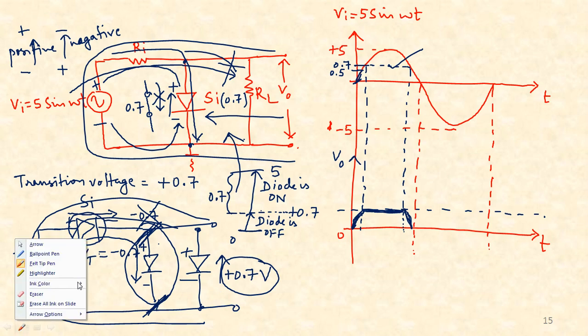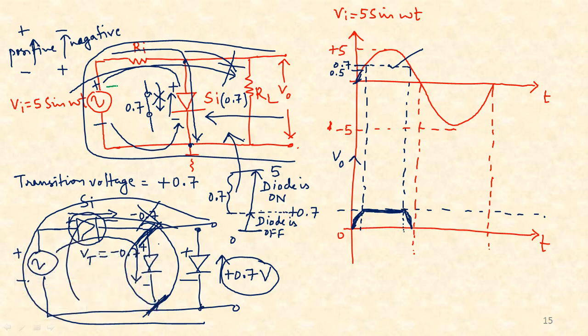For the negative half cycle, let me select a different colored pen so that it will not confuse you. During the negative half cycle I am applying negative voltage here and positive voltage there. Can you tell me now what is the status of the diode? I am applying negative voltage to the anode and positive voltage to the cathode. What is the input voltage trying to do to the diode? Will the diode be off or on?